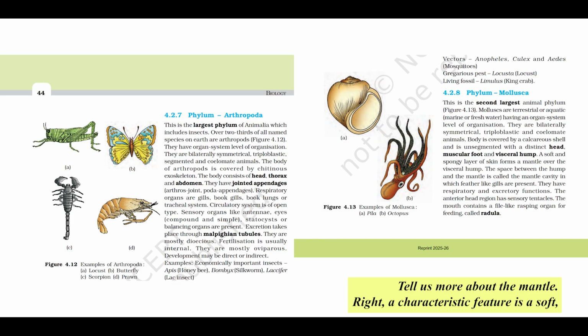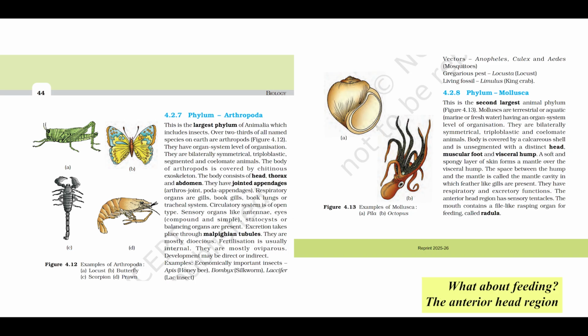Right. A characteristic feature is a soft, slushy layer of skin called the mantle, or pallium, which covers the visceral hump. As you said, its outer surface secretes the shell. The mantle also encloses a space between itself and the visceral hump called the mantle cavity. This cavity is important because it usually houses feather-like gills, pectinidia, which are responsible for respiration. The mantle cavity is also where excretory products and gametes are released. So the mantle cavity is like a multi-purpose chamber.